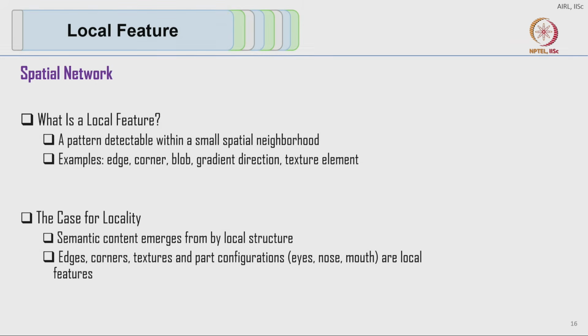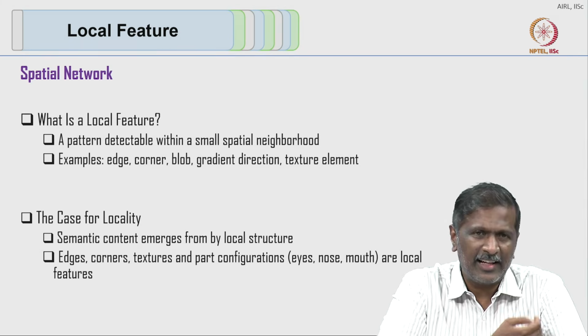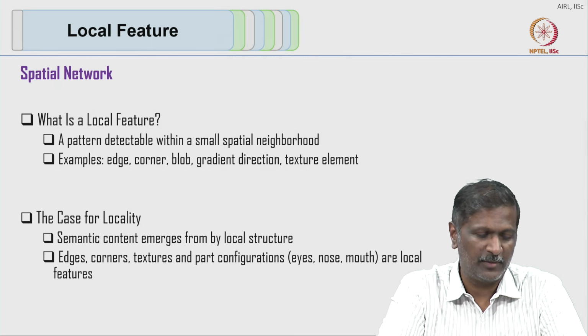For example, can you see an edge, or do you see a corner, do you see a blob, do you see a gradient direction? The pixels are changing. Suddenly it was green, suddenly it becomes red, then that is a gradient, a color gradient. Can you see a texture in that particular patch? That is what I meant by a local feature.